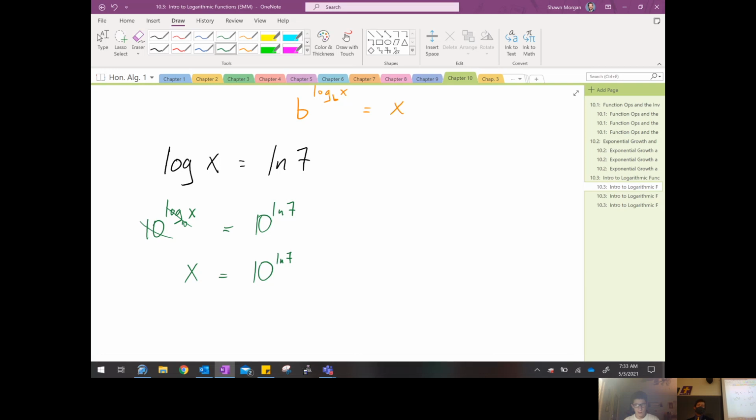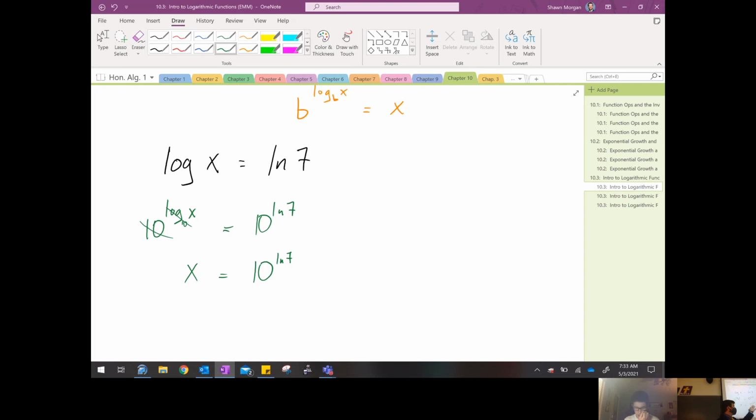What's the natural log of 7? Is it an unknown? Is it a variable that changes? It is a number. If I whipped out my calculator and said natural log 7, enter, it's going to give me some number. I don't know what that number is, but it is a number.